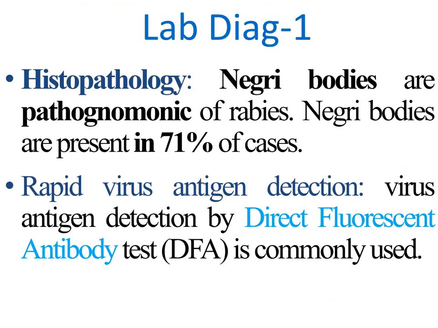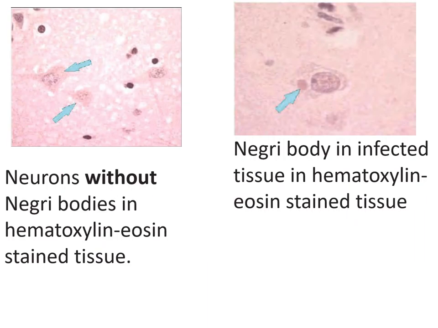Lab diagnosis: Negri bodies, very important. Pathognomonic of rabies, present in more than 70% of cases. Rapid virus antigen detection by direct fluorescent antibody, DFA. This photo shows neurons without Negri bodies and these with Negri bodies. Both are stained with hematoxylin and eosin.